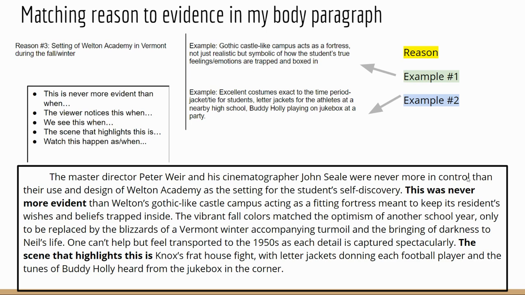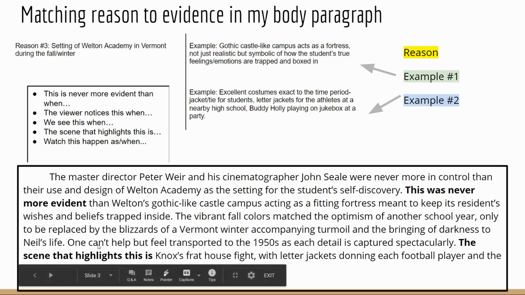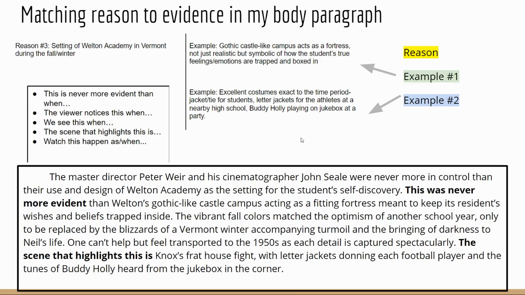And then I got into my second example here. One can't help but feel transported to the 1950s as each detail is captured spectacularly. Well, the reader's going to want to know, what do you mean by that? What are some examples to back that thought up? I use another sentence: the scene that highlights this is Knox's frat house fight, with leather jackets, a huge football player, and the tunes of Buddy Holly heard from the jukebox in the corner. So I've got my reason to open up the paragraph, and then my examples that back it up, with my sentence stems to help me along the way.